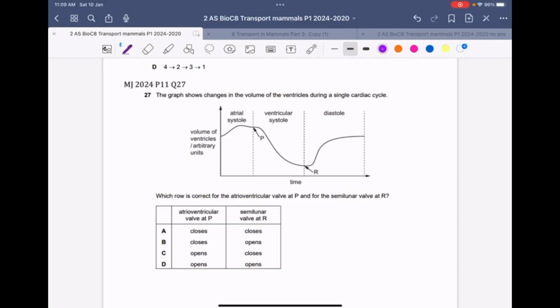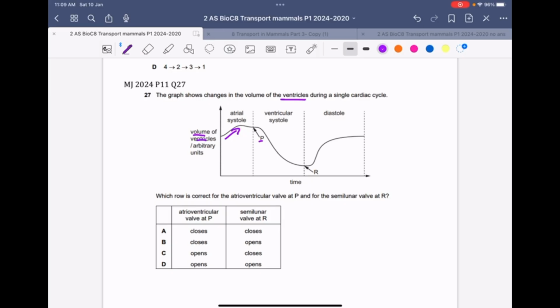Ask about the change in the volume of the ventricles in a single cardiac cycle. So there will be 3 stages: atrial systole, ventricular systole, and diastole. So we can look at what happened at the P. Atrial systole already ends, starting the ventricular systole. You can see the change in the volume during the atrial systole, because atrial systole refers to the contraction of the atrium. So the atrium will pump the blood to the ventricle. That's why the ventricular volume starts to slowly increase, because they just receive the blood from the atrium.